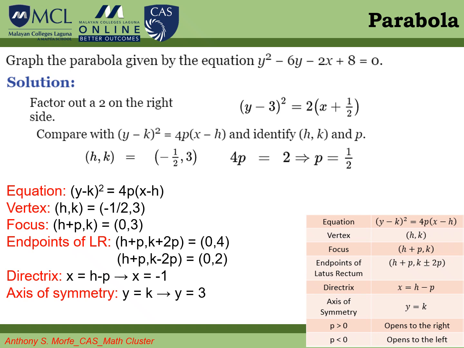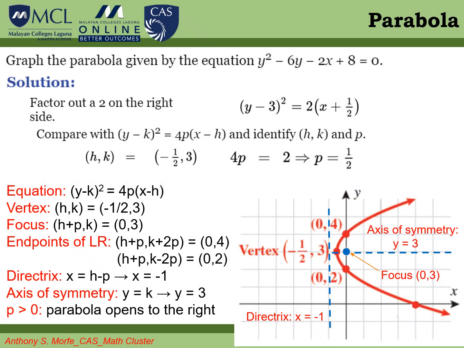So axis of symmetry. Here, the axis of symmetry is y equal to k. So k is equal to 3. So that's the axis of symmetry. And then this is now the resulting graph based on what we have calculated. Okay, so it's clear.